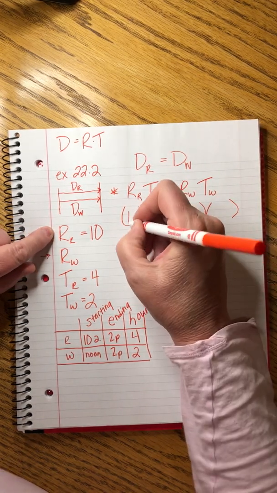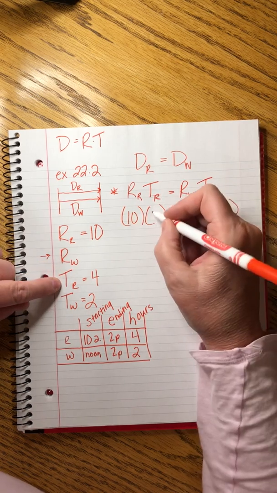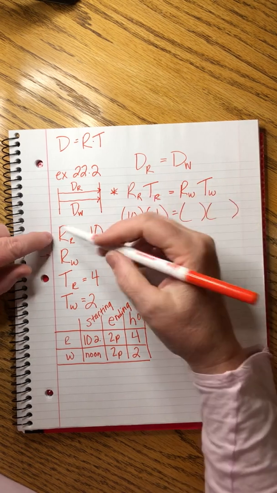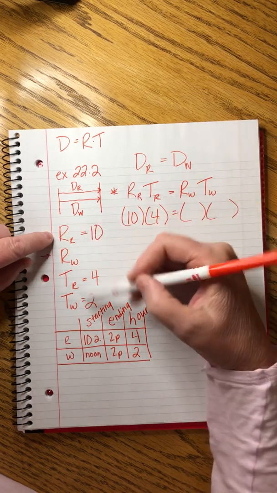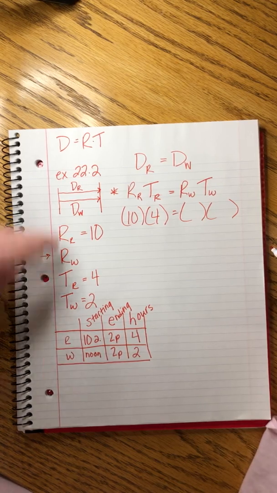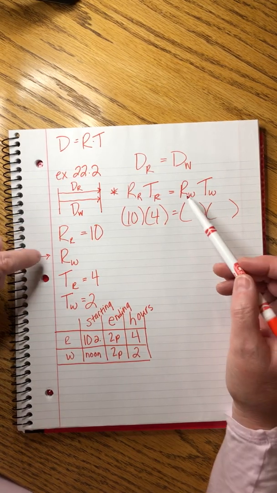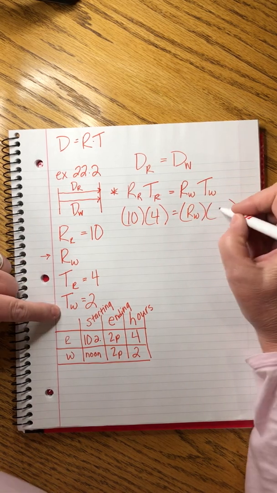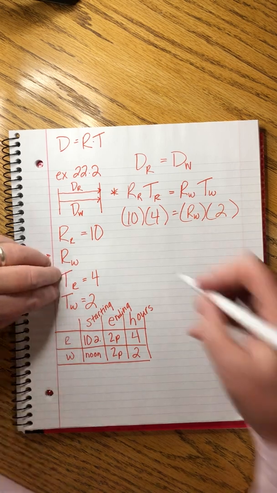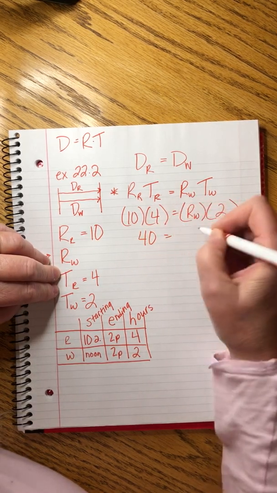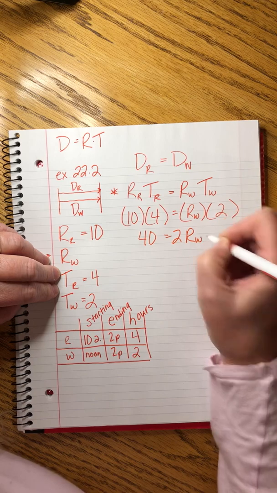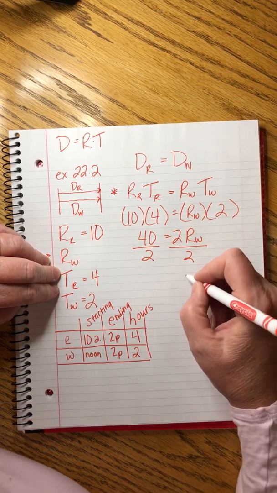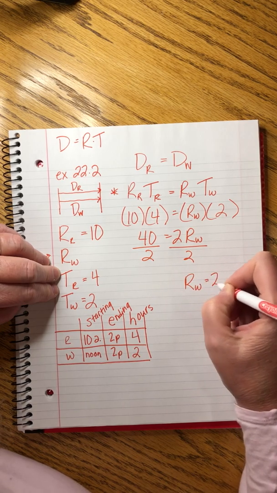Filling in, the rate of the rabbit is 10. Time of the rabbit is 4. I'm careful to make sure I'm grabbing the right variables. That's why usually on this list, I put them in that order so that I can just go down and fill across. But I didn't this time, so I just have to be careful. Rate of the wolf, we don't know. And time of the wolf, 2. Now I will multiply and simplify this. And we see that the math in this part is just deliciously easy, right? So the rate of the wolf equals 20.